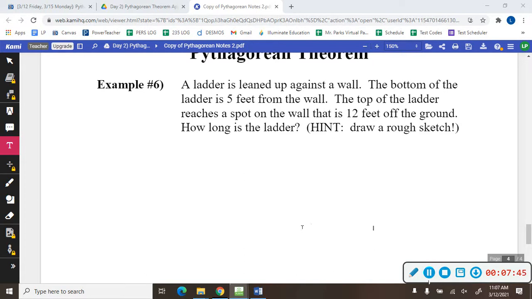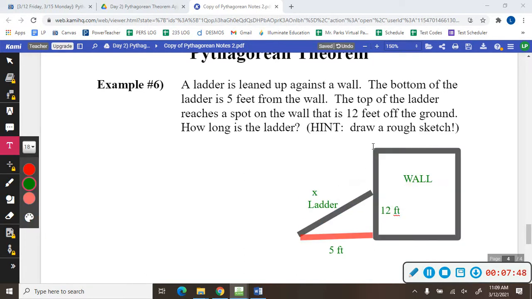So I drew a ladder, I drew a wall, and it says the bottom of the ladder, that'd be right here, is 5 feet from the wall. So I measured that as 5. Then it says the top of the ladder, that'd be right here, reaches a spot on the wall that is 12 feet off the ground. So how long is that ladder? So we have our leg, we have our leg, we have our hypotenuse. How do I know this is 90 degrees? Well, the ground makes a 90-degree angle with the wall, because when you build a wall, you build it straight up and down. So this is 90 degrees.